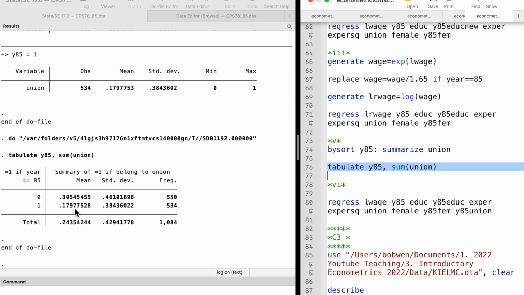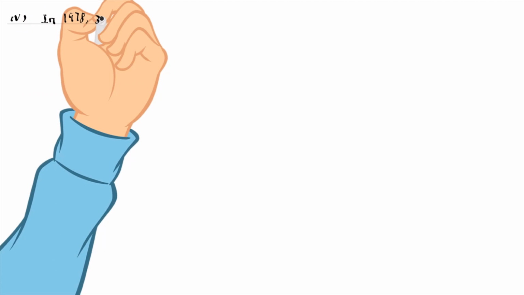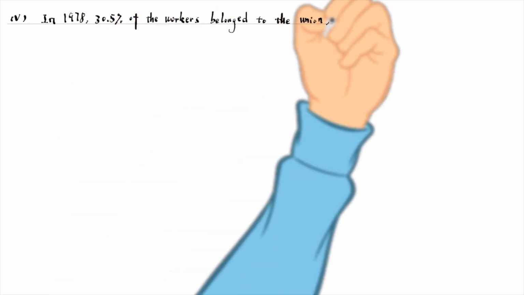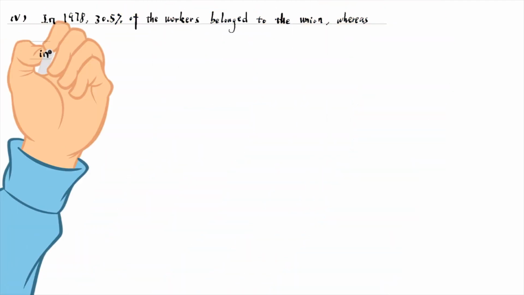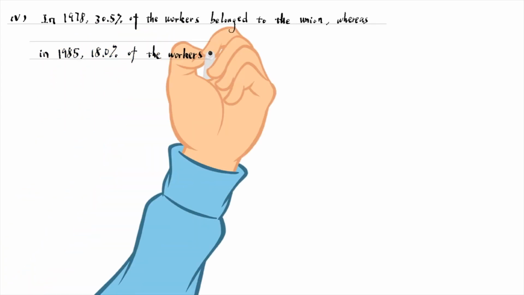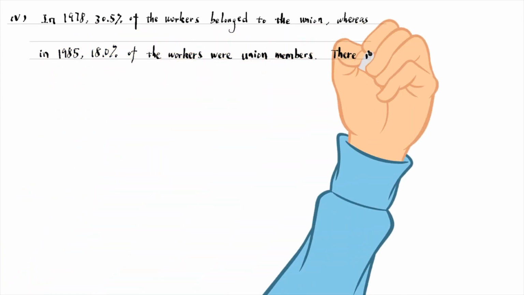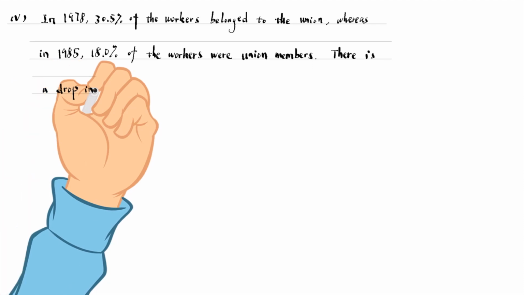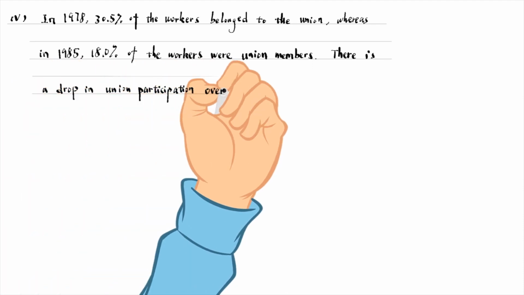In 1978, 30.5% of the workers belonged to the union, whereas in 1985, 18% of the workers were union members. There is a drop in union participation over time.